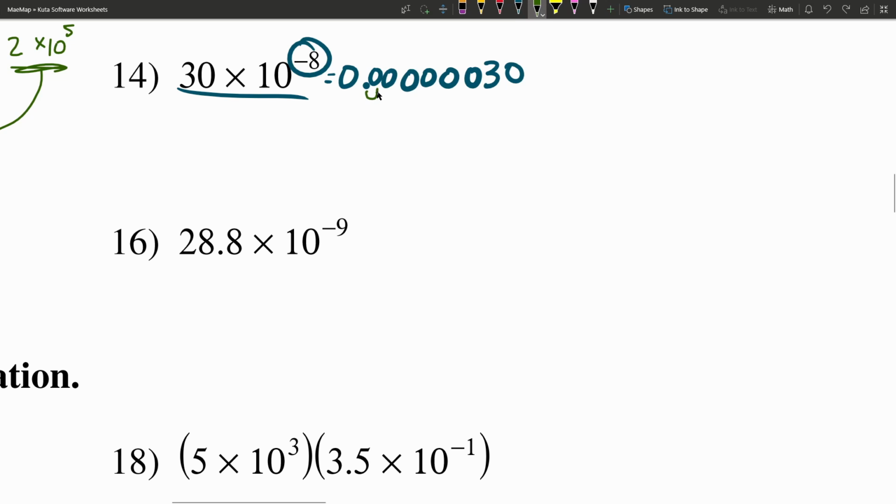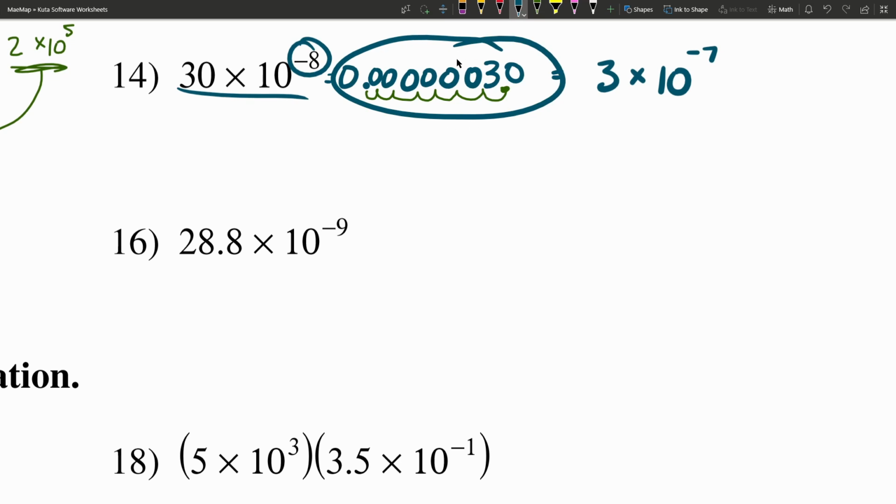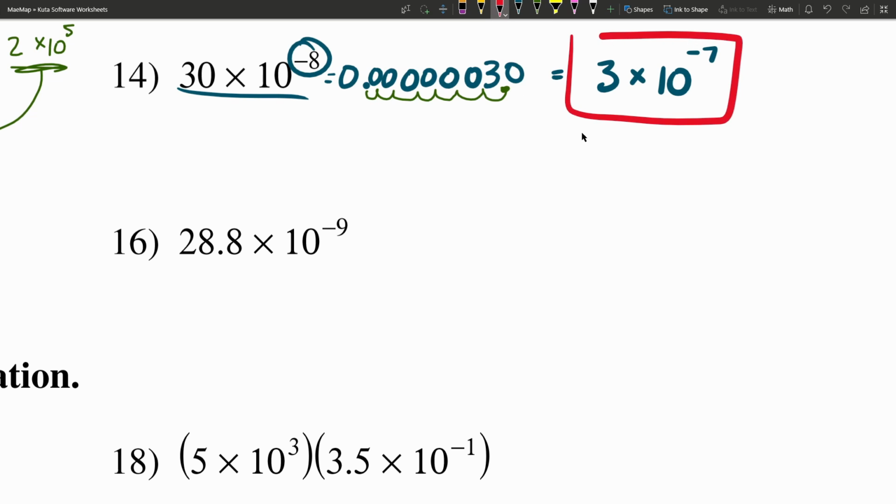So converting this, which is now in standard notation, into scientific notation, you can see that we would have to move the decimal 1, 2, 3, 4, 5, 6, 7 times to get 3 times 10 to the, we moved it 7 times to the right, so this 3 needs to be multiplied by 10 to the negative 7th to be equivalent to this original value. So 3 times 10 to the negative 7th.